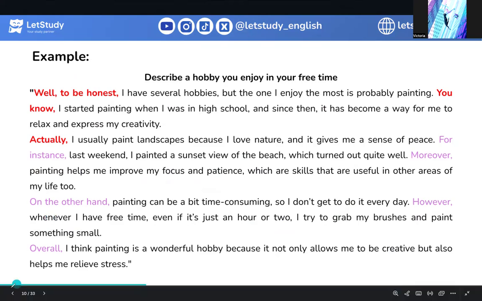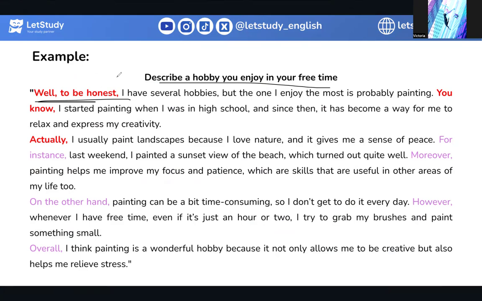Now, this is an example of using linking words and fillers. Describe a hobby you enjoy in your free time. Well, to be honest, this adds kayak a conversational tone atau your personal opinion. I have several hobbies, but the ones that I enjoy the most is probably painting. You know, again, it adds a conversational tone kan. I started painting when I was in high school, and since then it has become a way for me to relax and express my creativity.